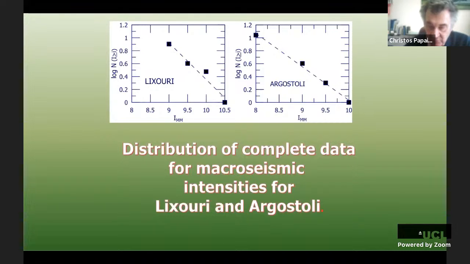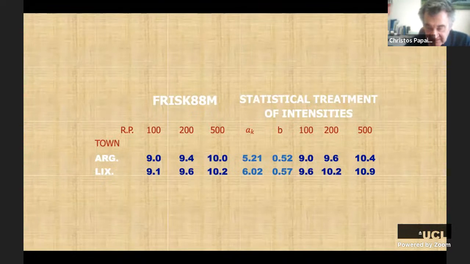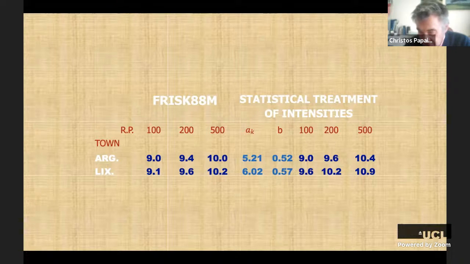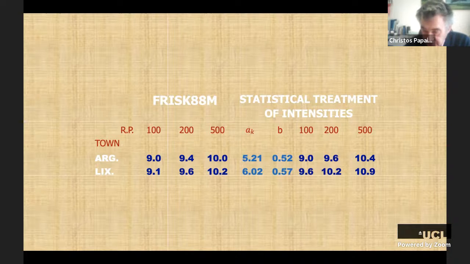And the last slide just compares the values for return periods of 100, 200, and 500 years. The 3 columns at the left are the results of the application of the FRISK 88M code, and on the respective columns of 100, 200, 500 years return period, the expected macroseismic intensities seem almost identical.